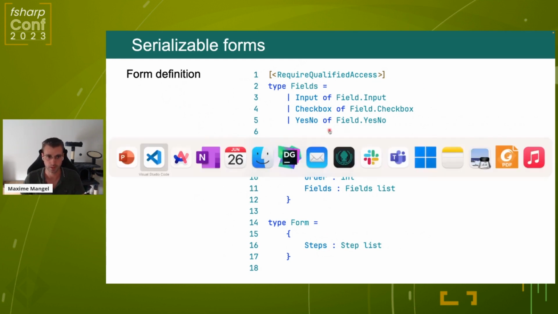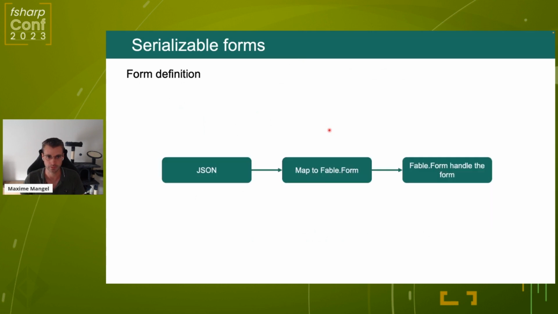The next step is to say that for the domain, I have a JSON in this case, but we could use any serializable format. And what you want to do is take the JSON, map it to Fable.Form, and then let Fable.Form handle the form for you.